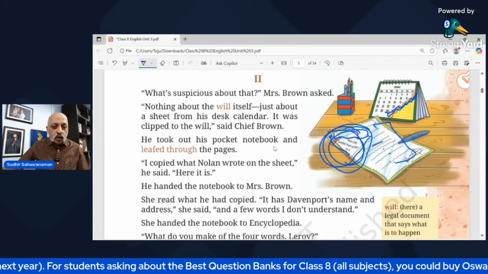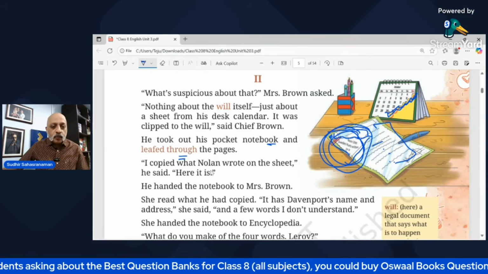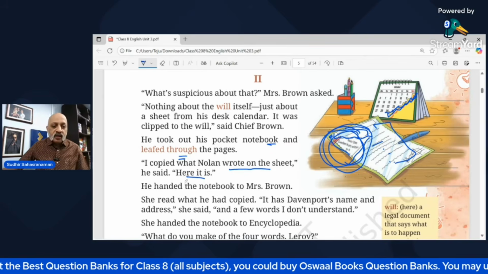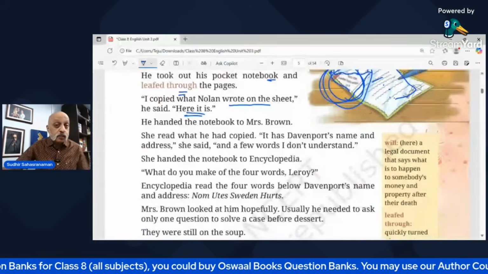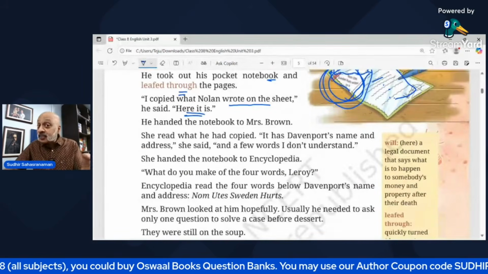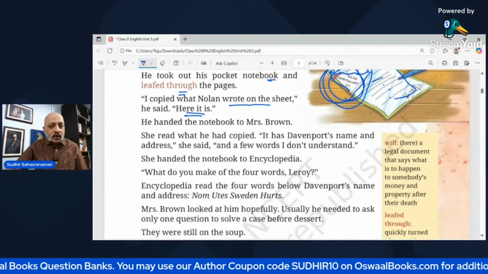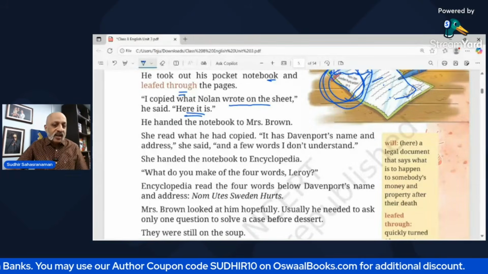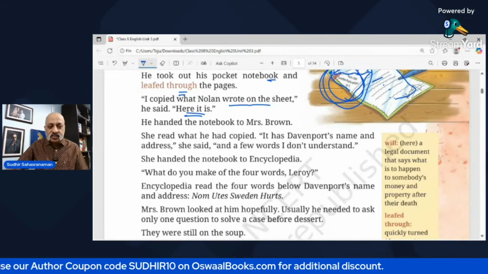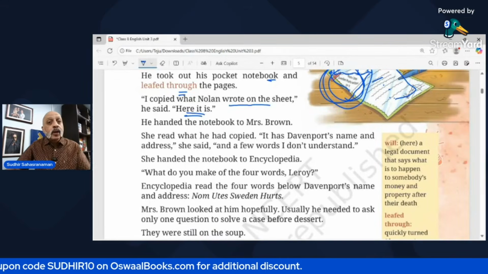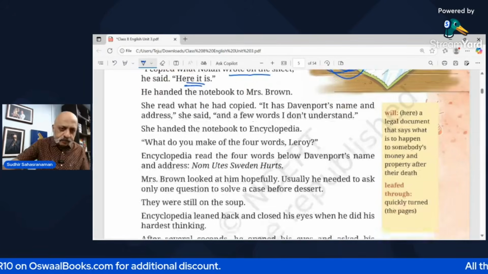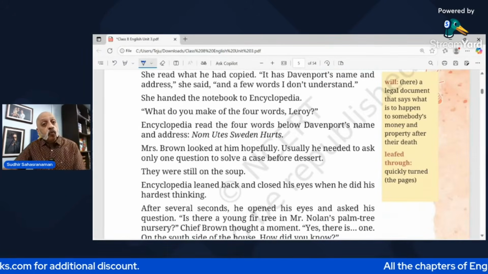He took out his pocket notebook and leafed through the pages. I copied what Nolan wrote on the sheet. Here it is. He handed the notebook to Mrs. Brown, but more than his wife, he wants his son to listen to it and solve the case. She read what he had copied. It has Davenport's name and address and a few words I don't understand, she says. She handed the notebook to Encyclopedia, the son. What do you make of the 4 words, Leroy?